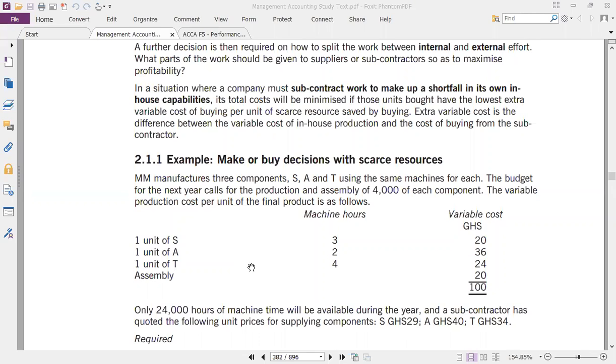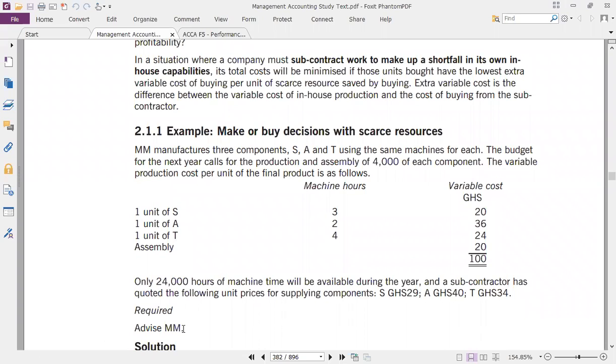Required: the advice to M&M. M&M manufactured 3 components, S, A, T, using the same machines for each. The budget for next year calls for the production of 4,000 of each of the components. The variable production cost per unit of the final product is as follows: components, material, variable overheads. Don't forget that for exams, we break the variable cost down for you. So take note.